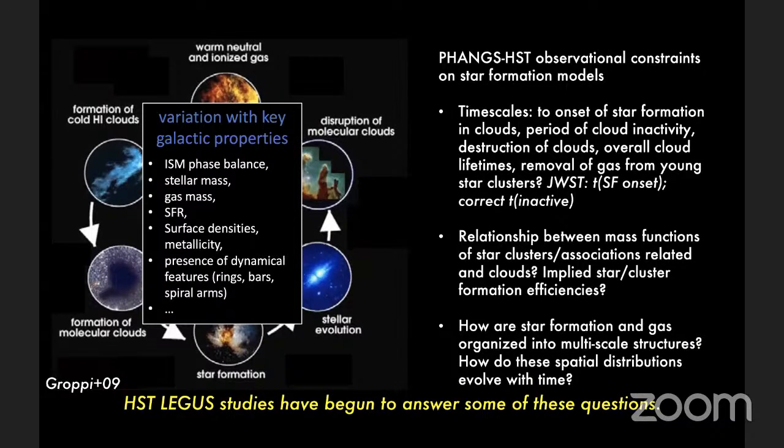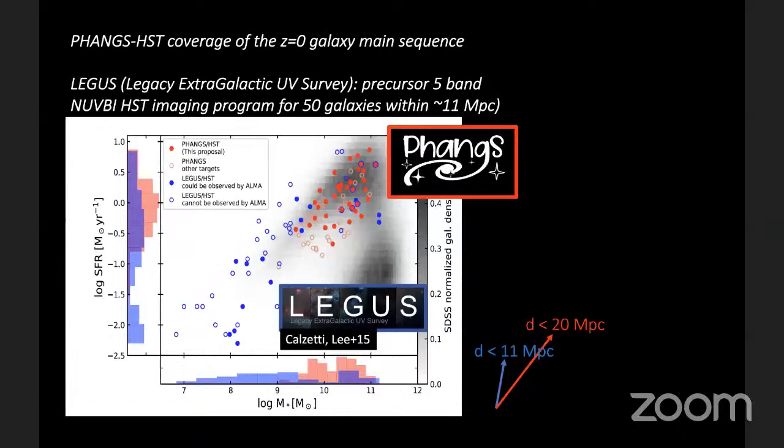And in fact, there was this program, a precursor program called HST LEGUS, which has begun to answer some of these questions for the resolved stellar populations. And so I'll quickly highlight a couple of those results. But first, what is this HST LEGUS program? LEGUS, the Legacy Extragalactic UV Survey, also obtained 5-band HST imaging. But they did it for a sample of galaxies in both the north and the south, not just the ones accessible to ALMA, and ones that are closer, within about 11 megaparsecs.